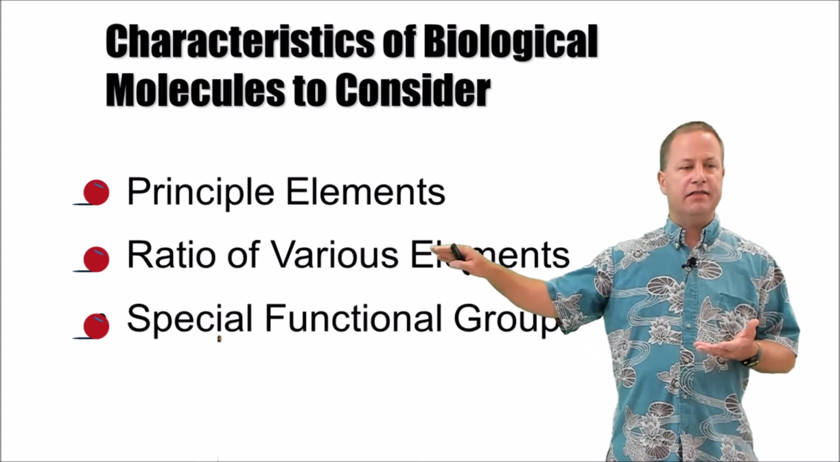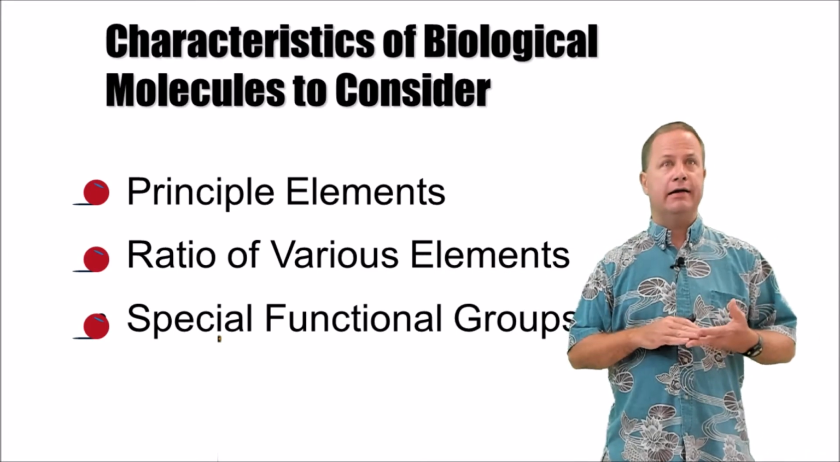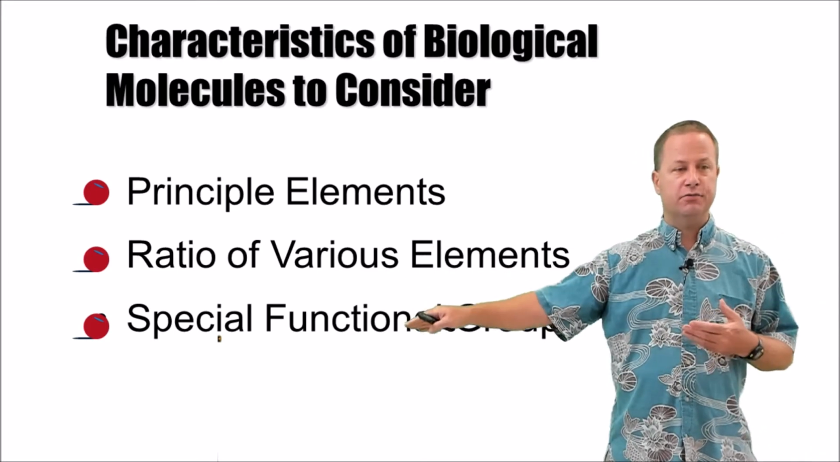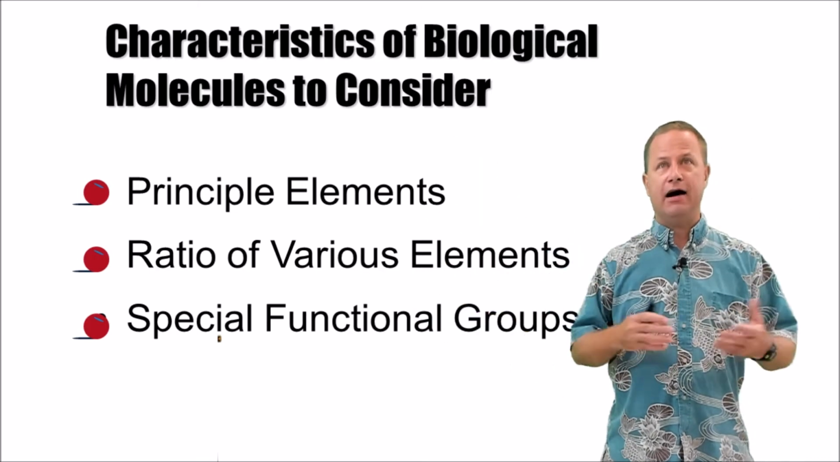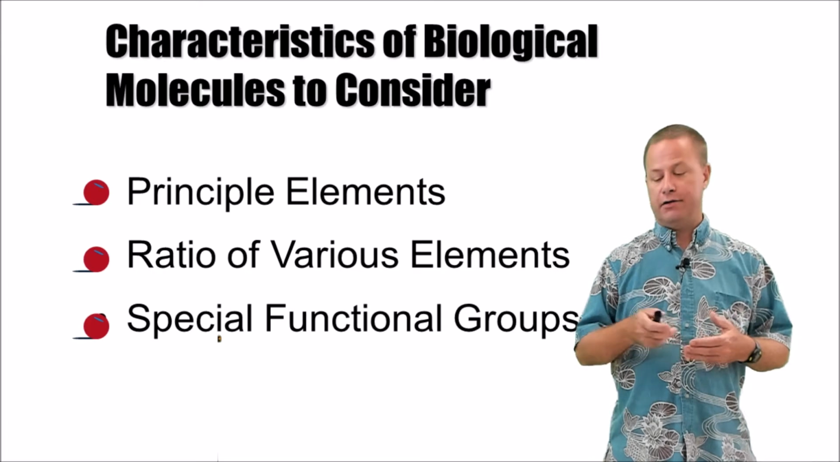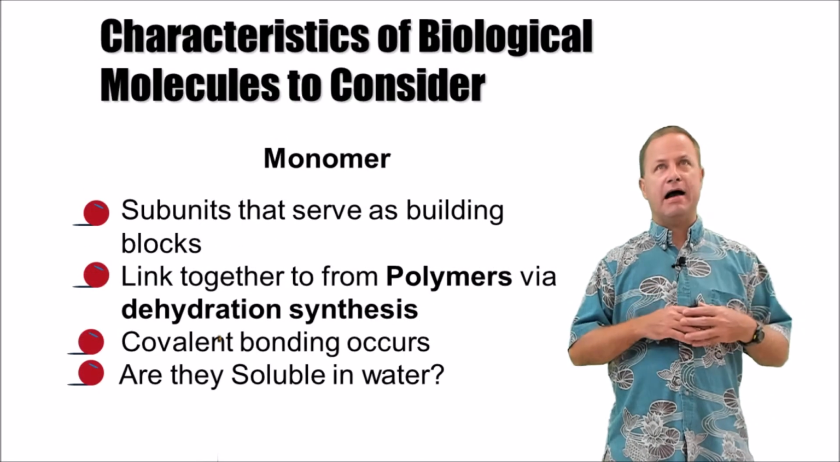You also want to look at the ratio of different elements. Some have nitrogen in there, and some have other functional groups, which we'll talk about. So using these all three together, you should be able to identify all four of the major macromolecules in the human body. Okay, so let's talk about macromolecules.